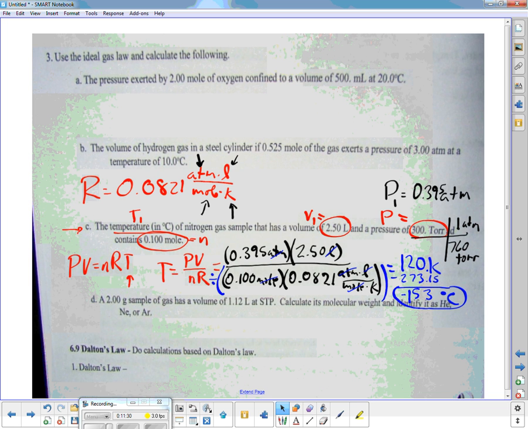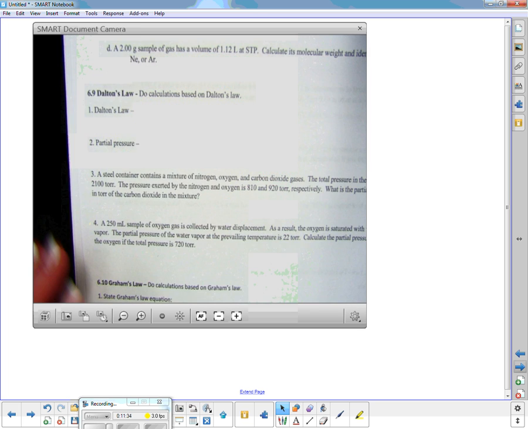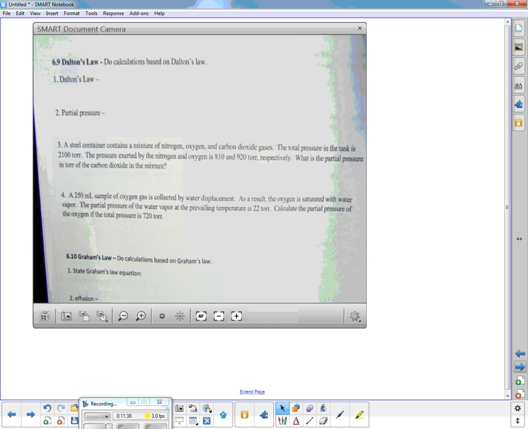So let's go on to the next part here. 6.9 is Dalton's law. Dalton's law just says the total pressure is equal to all the little parts added up.